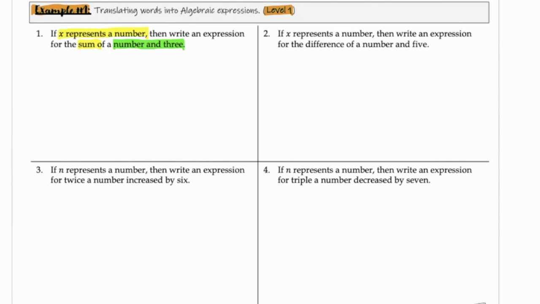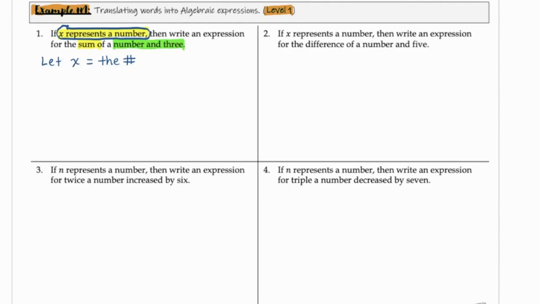So first thing I'm going to do after I read and after I highlight it is do my let statement. So let x equal the number. There's my let statement. So I know they told me if x represents a number, so they made my life easy because I don't need to think of a variable, but I must have that on paper. All right, next thing I'm going to read it again.